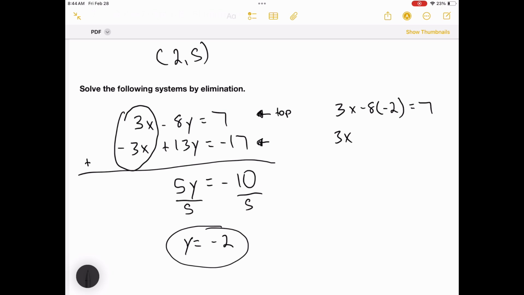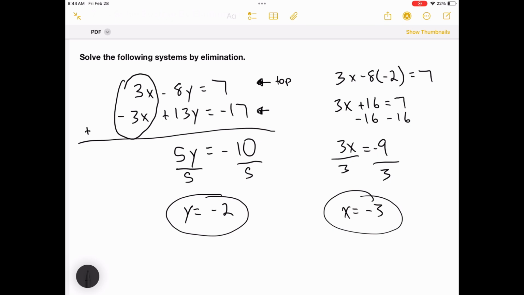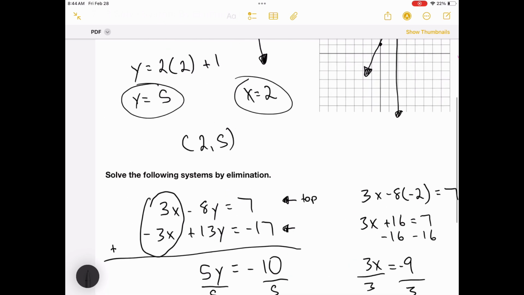It should turn into like a two-step equation here. Negative 9, divide by 3, divide by 3, you're going to get x equals negative 3. So the solution to this one is going to be a coordinate, and it's going to actually be negative 3, negative 2. Okay, that's elimination. But sometimes they won't eliminate right away. Let's take a look at another one where it doesn't eliminate right away.